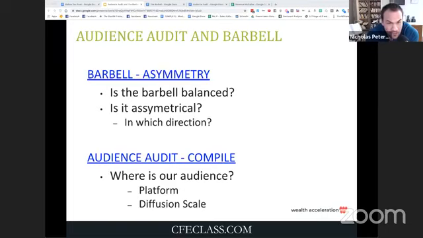If you haven't seen me teach the barbell, there's lots of stuff around it that I can send out to anybody that's here. And then an audience audit. The biggest thing people say when they want to pivot is, hey, I'm going to do this thing. It's going to be low ticket, much lower barrier, or I'm going to do a premier version. It'll be higher ticket. I'll deliver a much higher level of service. I think people are going to buy it.